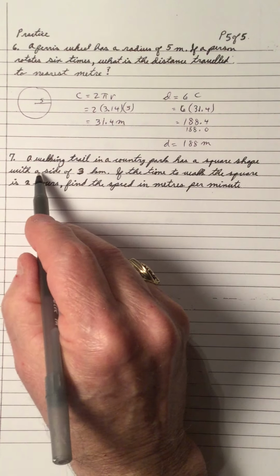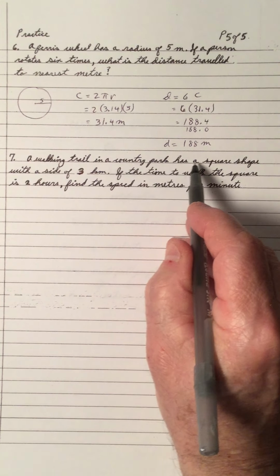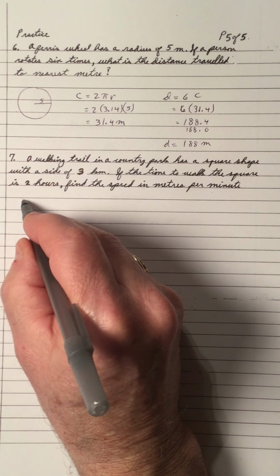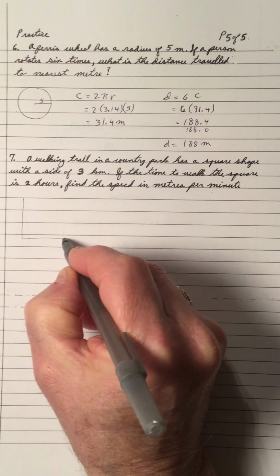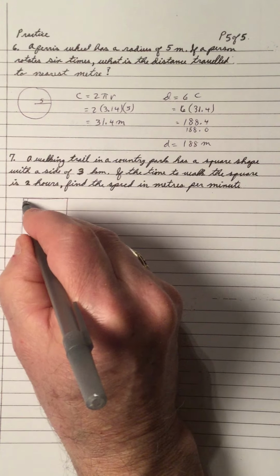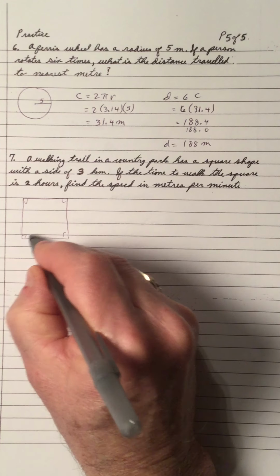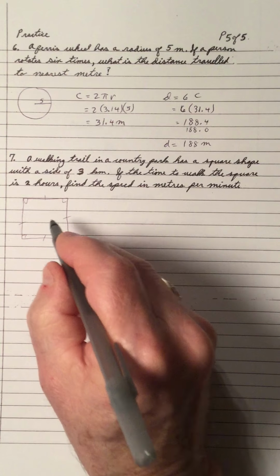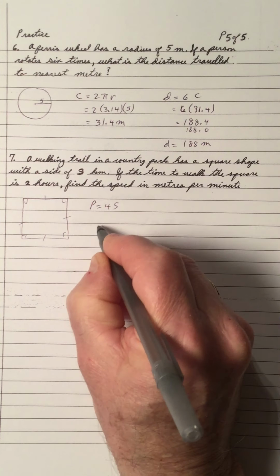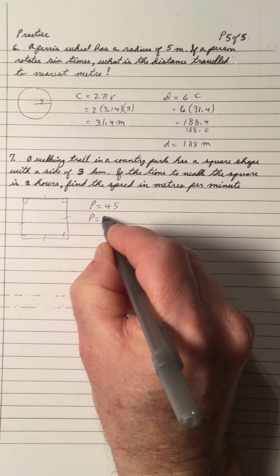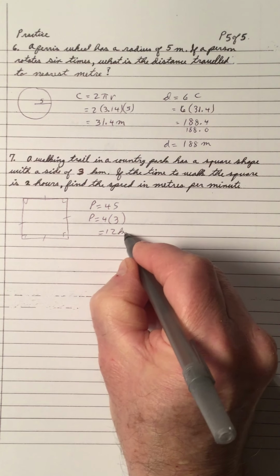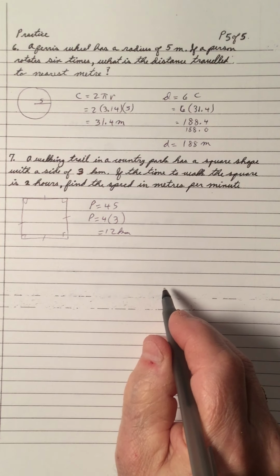And number 7, a walking trail in the country park has a square shape with a side of 3 kilometers. So imagine if you're in the woods and you have a square like that, and you're going to walk the lines. We got a square which is 4 right angles, and a square has all sides equal. So that means we have P equals 4S. And if one side is 3 kilometers, then the total distance around the park, if you walked it, would be 12 kilometers.